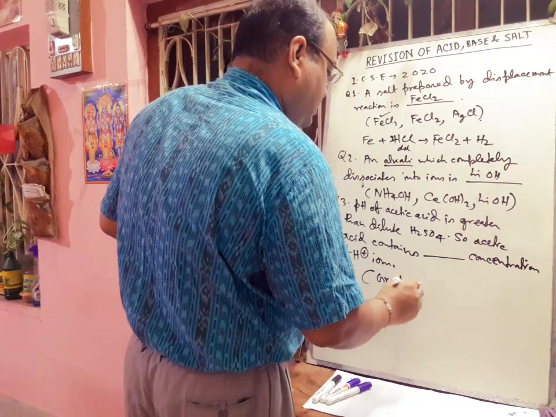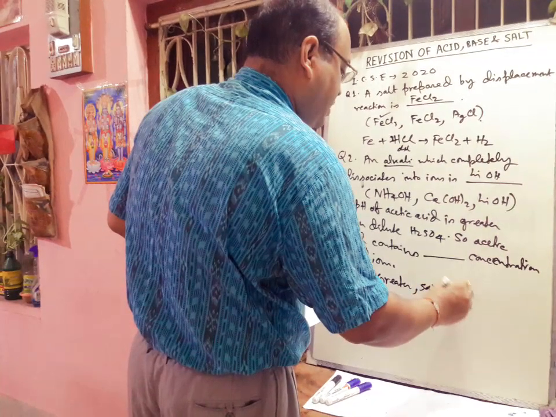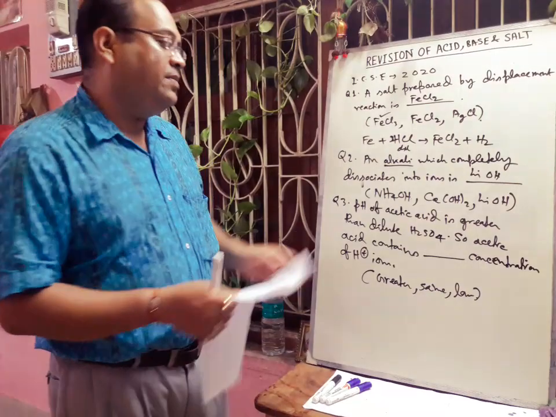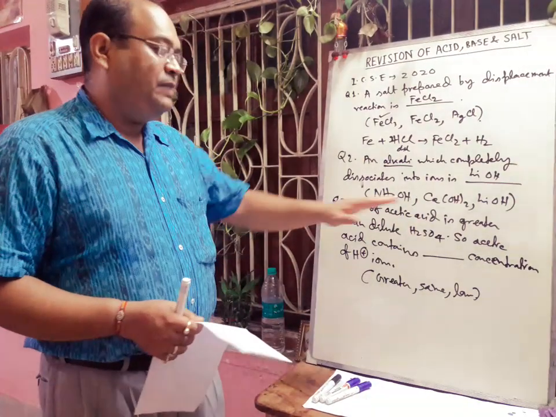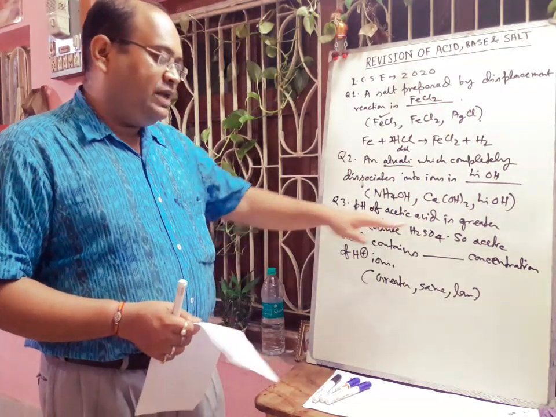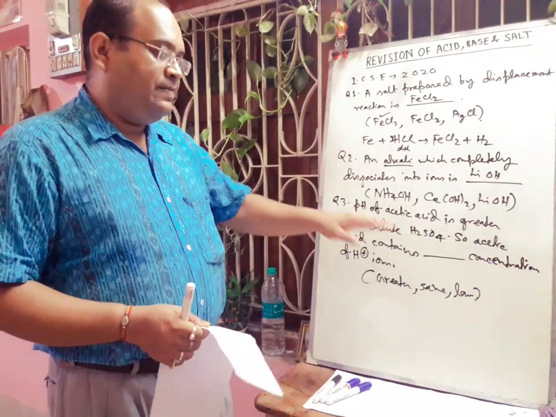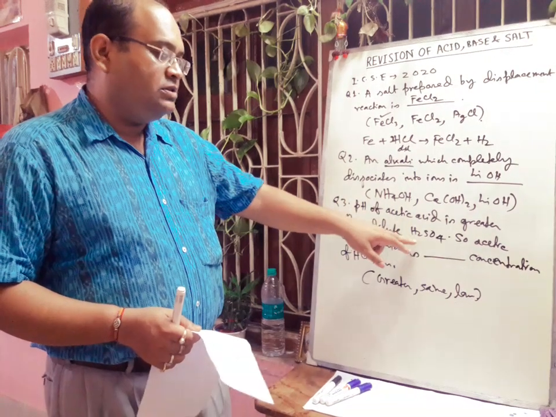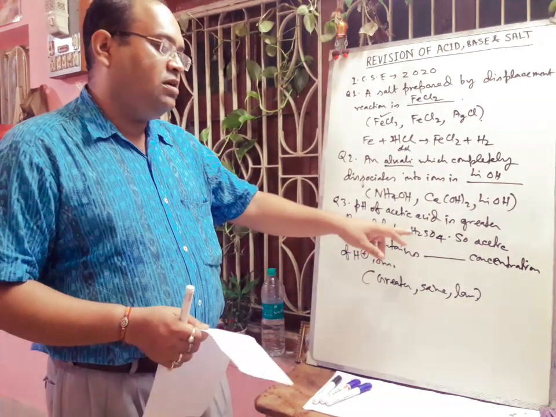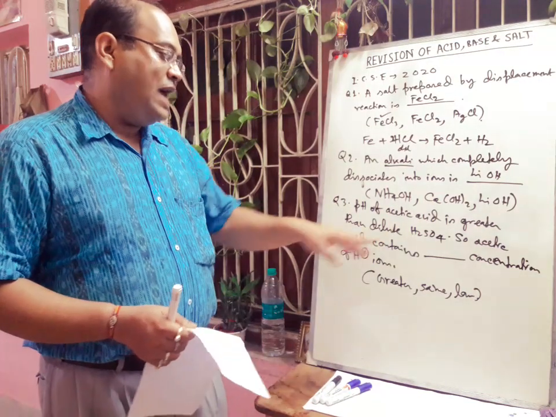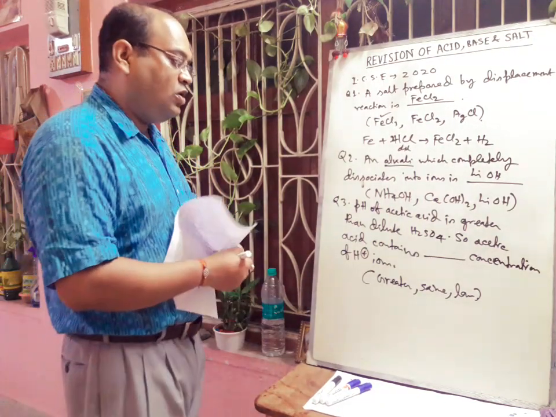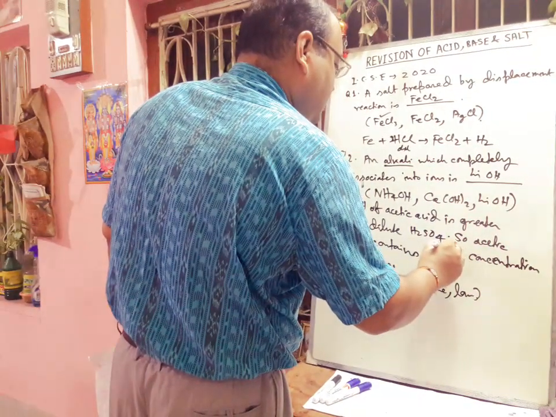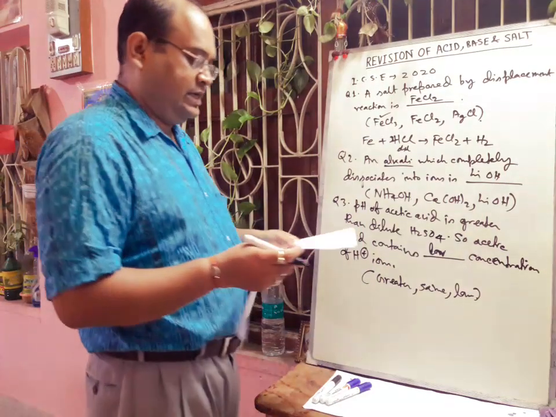So here we have to understand one thing: the pH of acetic acid is greater. Higher pH means lower acidity, so sulfuric acid is more acidic. Definitely there will be less dissociation in acetic acid, and in dilute sulfuric acid there will be higher dissociation and a higher concentration of H+ or H3O+ ions. So acetic acid contains a low concentration of H+. That will be the correct answer.